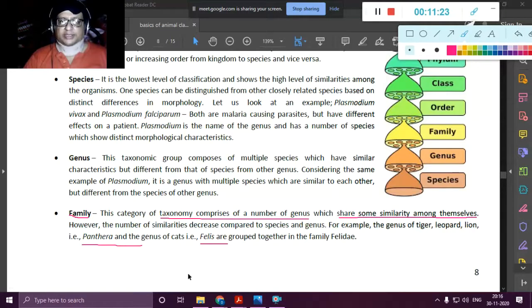That is why the cat is said to be the aunt of the lion, because they belong to the same family. The family is Felidae. This is very important to remember. Lions and tigers belong to the family Felidae, but they belong to different species.